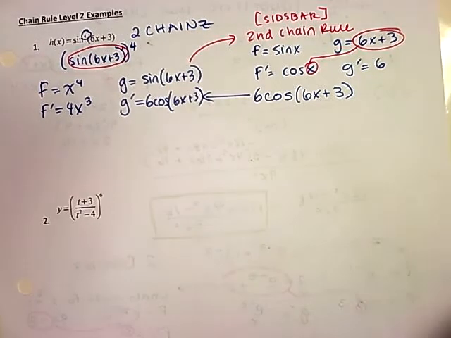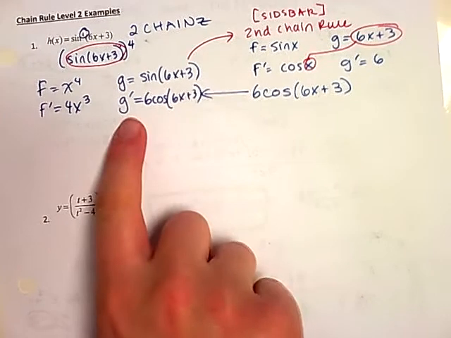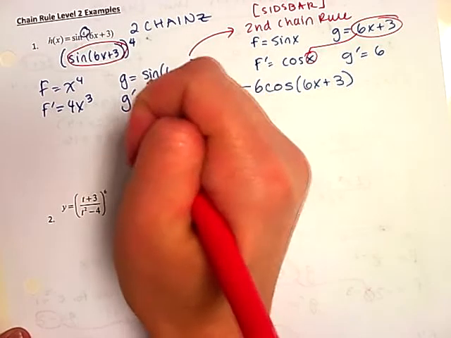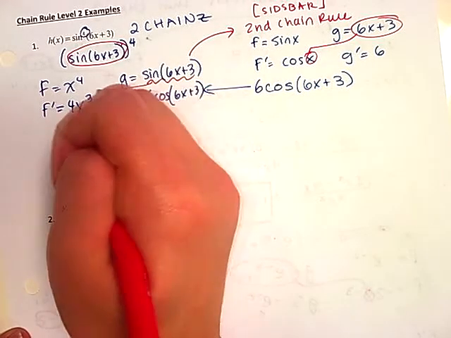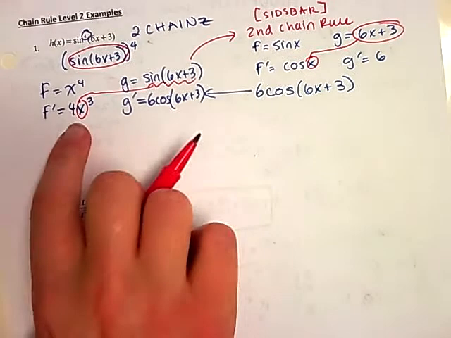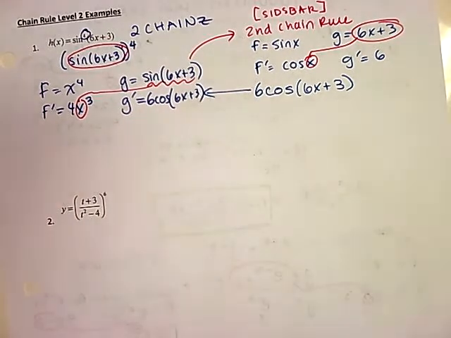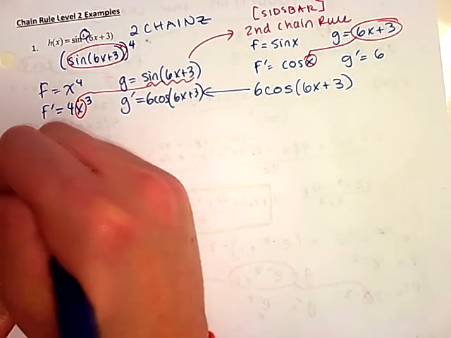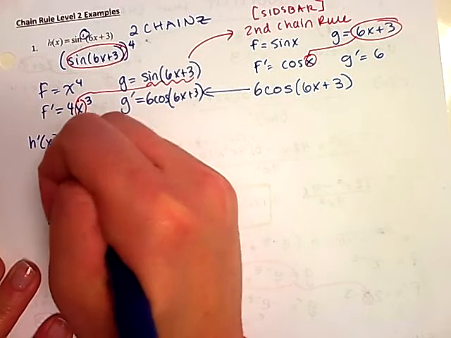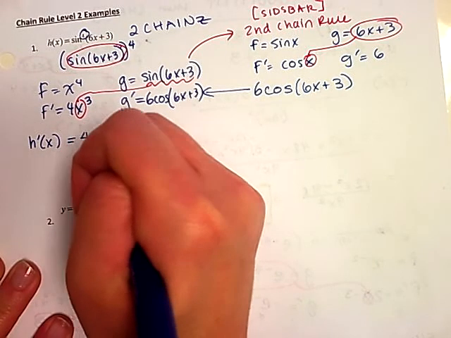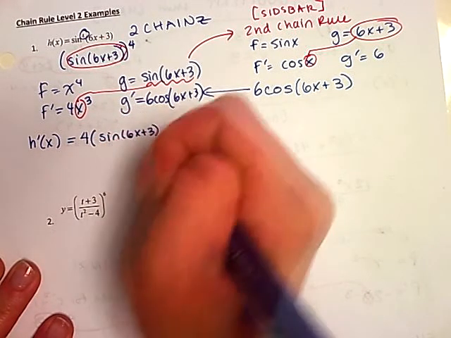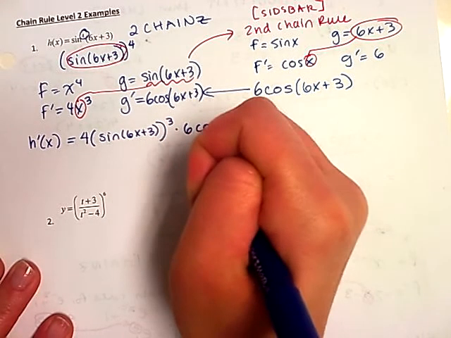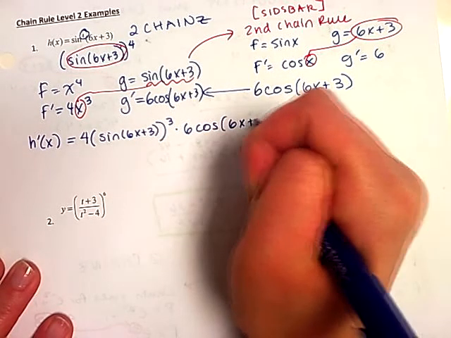Okay, now I don't need the sidebar anymore. I'm back at my original problem, and I'm thinking about, oh, now I have the setup for a chain rule. Well, I take sine of 6x plus 3, that gets plugged in for that x, and then I multiply this by the derivative here. So I would get h prime of x is equal to 4 times parentheses sine of 6x plus 3 raised to the 3rd power times 6 cosine of 6x plus 3.